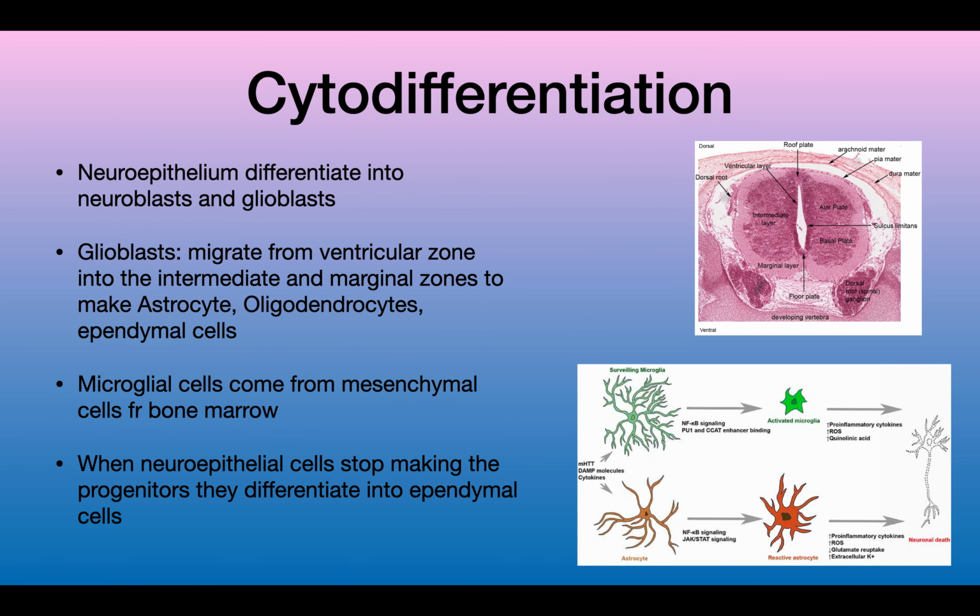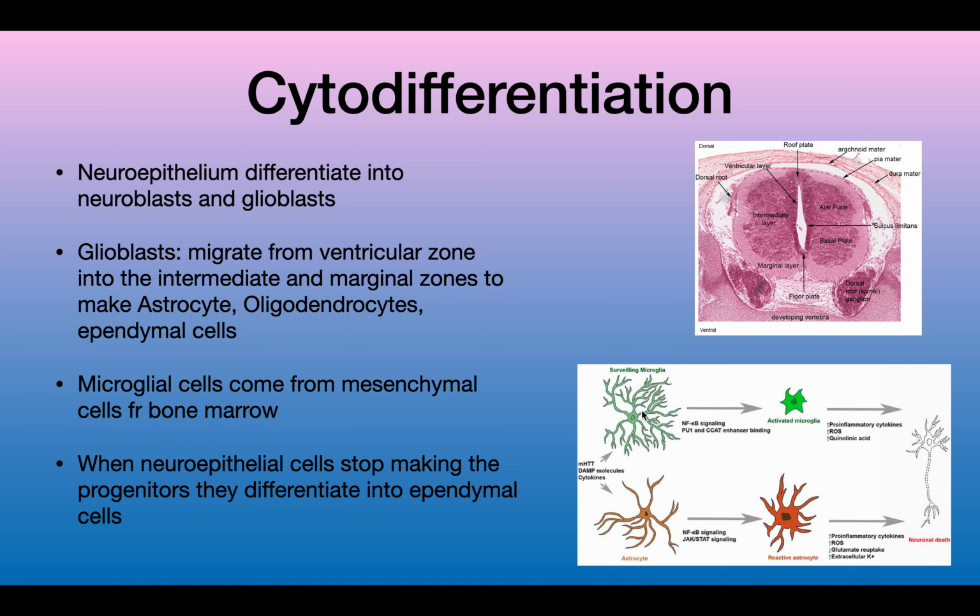The neuroepithelium will differentiate into the neuroblast and the glioblast. The glioblast will migrate from the ventricular zone into the intermediate and the marginal zones to make astrocytes or oligodendrocytes or ependymal cells. The microglia will come from the mesenchymal cells, and that comes from the bone marrow. So when the neuroepithelial cells stop making the progenitor, they will differentiate into the ependymal cells.